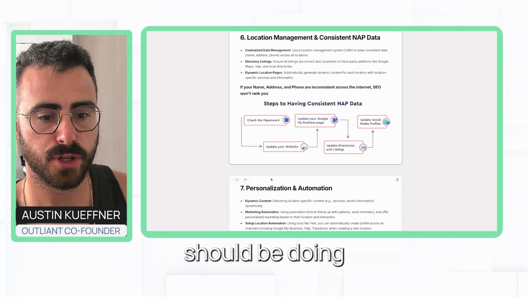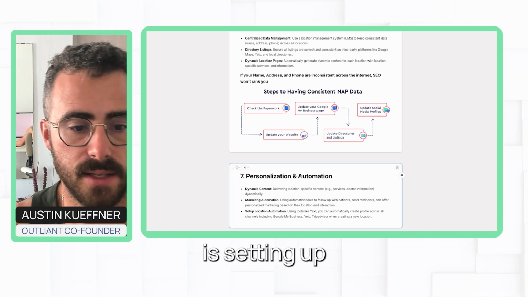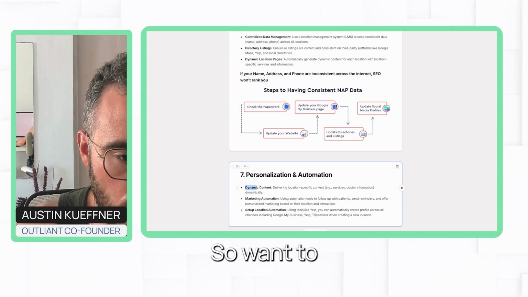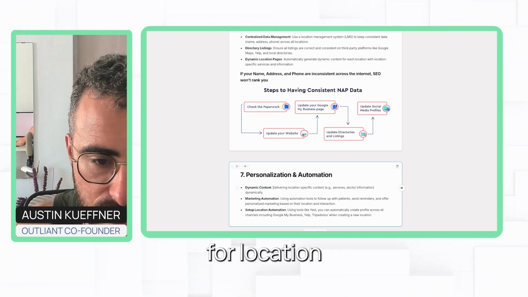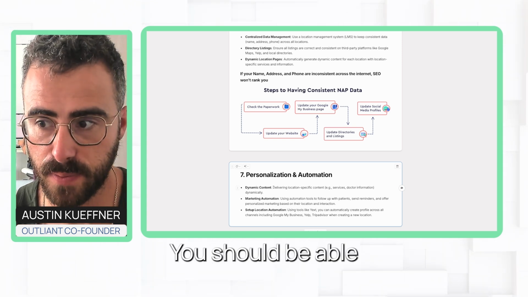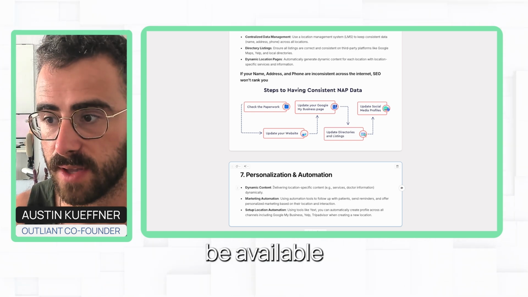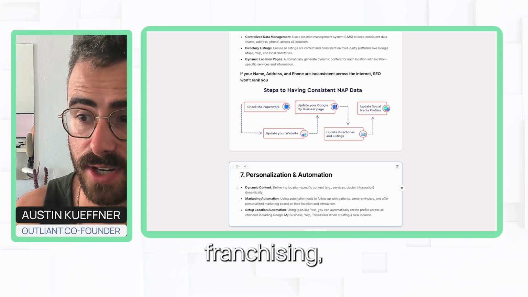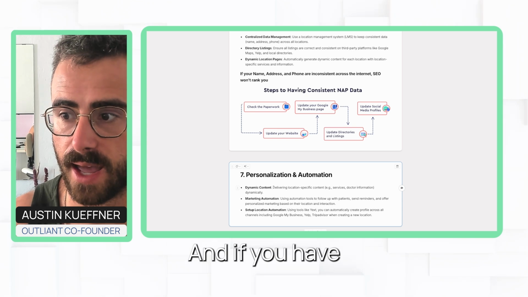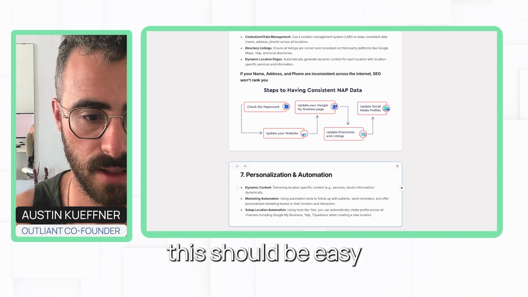The other thing that we recommend for location management is setting up personalization and automation for each location. You want to have dynamic content for location-specific stuff, right? So maybe one location has a special. You should be able to show that special in your multi-location website and have those specials be available for certain locations, especially if you're franchising. Some franchises want to run their own specials. You can do that with your website. And if you have a strong multi-location website in 2024, this should be easy to do.